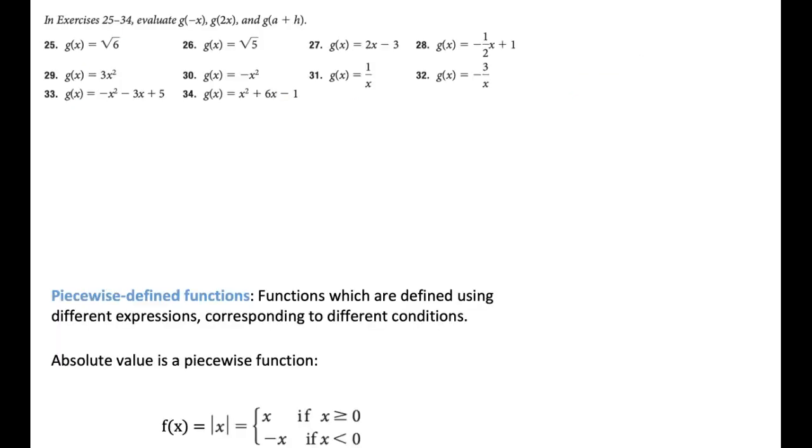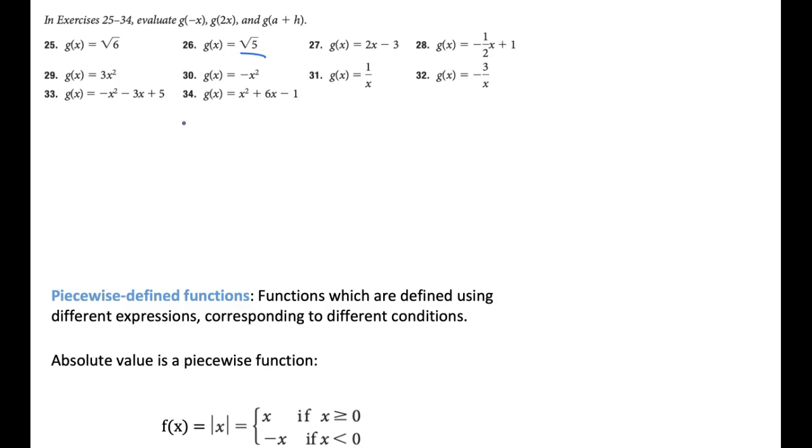Here's a few more examples using g of x. Not much is different, but I did want to talk about 25 and 26 and maybe one of the others. So 25 and 26, both of these, there is no x. So the answer to all 3 is just going to be what's given. So for, say, 26, g of x is square root of 5. So there's no place to put -x, there's no place to put 2x, there's no place to put a plus h. So the answer to all 3 questions is still going to be square root of 5.